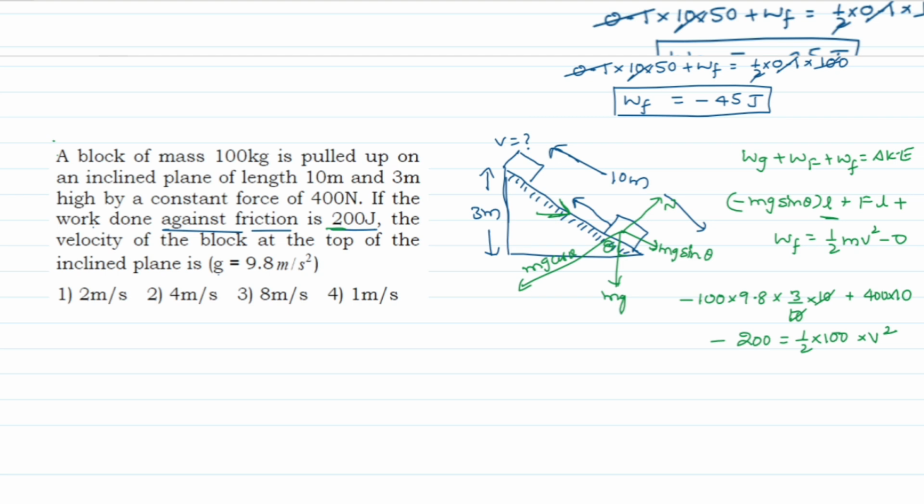Now substitute the values: 100 into 9.8, and 400 into this one. So we get minus 980 into 3 plus 4000 minus 200, which is equal to 50 v squared. When you calculate and simplify these values, you get the velocity as nearly 4 meters per second.